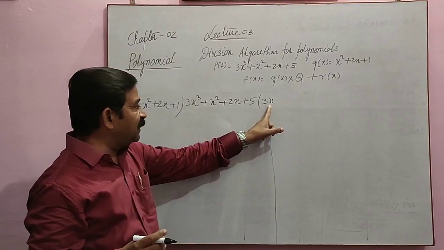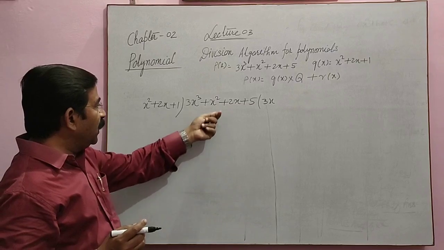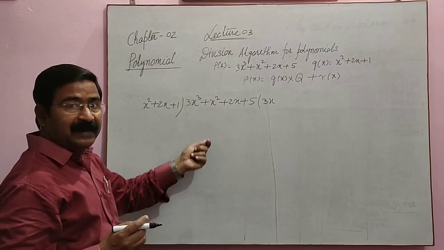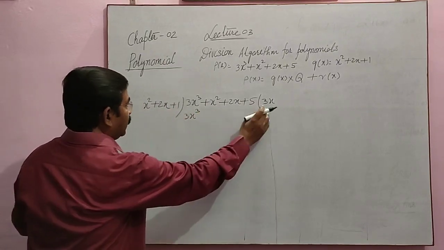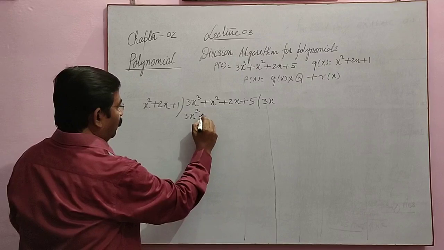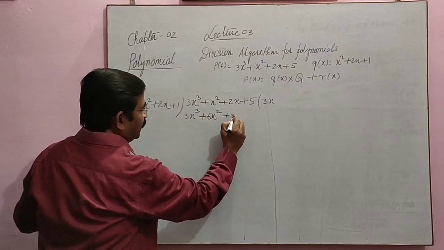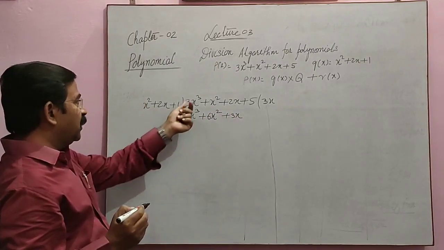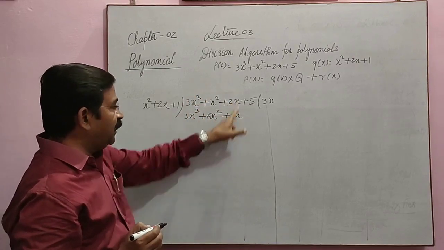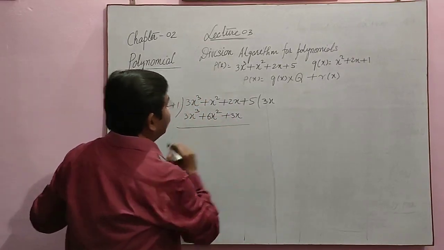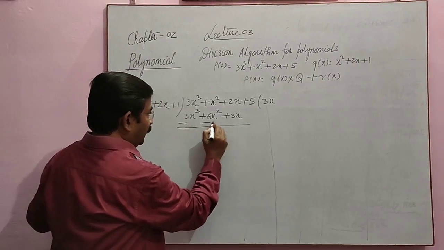Now we multiply this 3x by the divisor and put the values according to their degree, meaning like terms. 3x into x square, we have 3x cube. 3x into 2x, we have plus 6x square. 3x into plus 1, plus 3x. I have put the values according to their degrees, x cube, x square and x. What do we do next? We subtract this. In case of subtraction, we change the sign. Here we have minus, minus and minus.